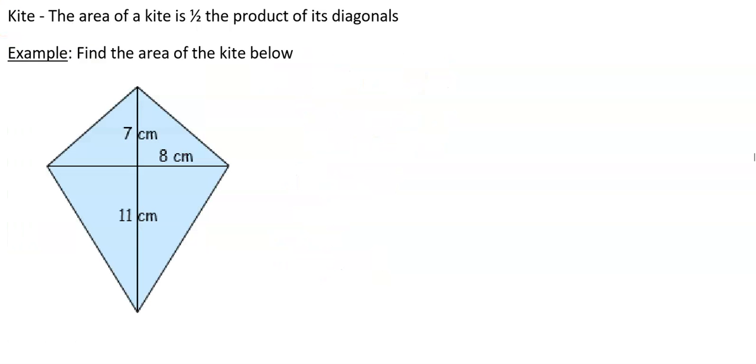The next one is the area of a kite. The area of a kite is a half times the product of its diagonals. Area is equal to a half times D subscript 1, D subscript 2. That's just another way some people like to write it. So a half times D1 times D2, diagonal 1 times diagonal 2.